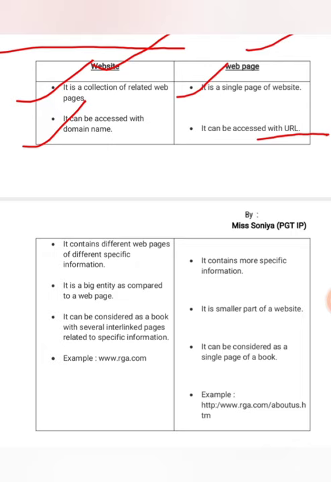Next, a website contains different web pages with different specific information, because a website can contain several pages like home, about us, gallery, or different specific pages related to that particular website. But a single web page will contain more specific information on that particular topic of that website. Obviously, the next point is that a website is the bigger entity as compared to a web page. On the other hand, a web page is smaller than the website.